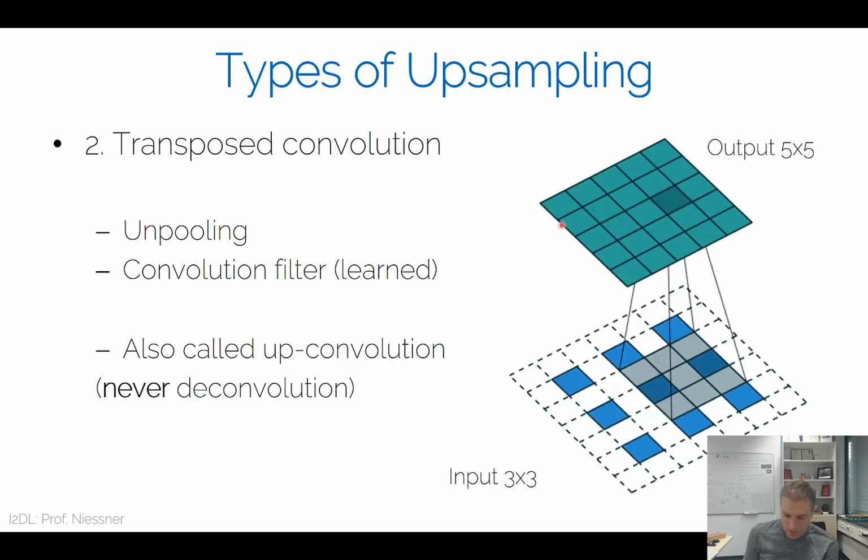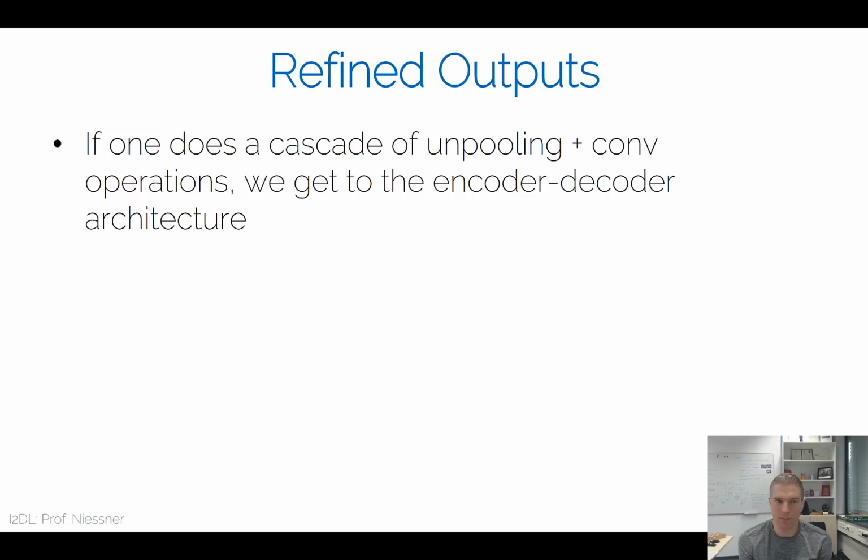If one does a cascade of unpooling convolution operators, we basically get to an encoder decoder architecture. So I haven't mentioned this yet. Encoder means when you go from a high resolution to a low resolution, that's like what a classifier would do. A classifier is just an encoder with like a softmax at the end. And a decoder is going from a feature representation back to an original image. This is something we're going to talk a bit more about.